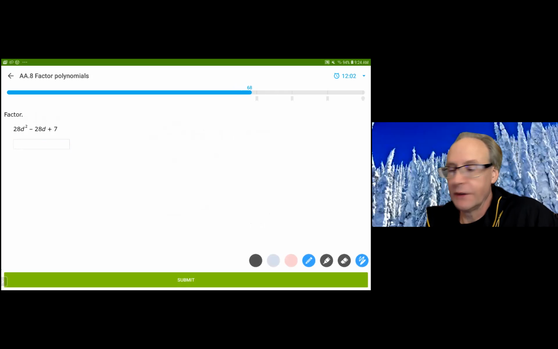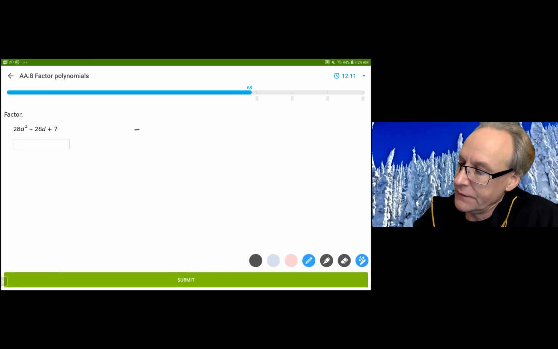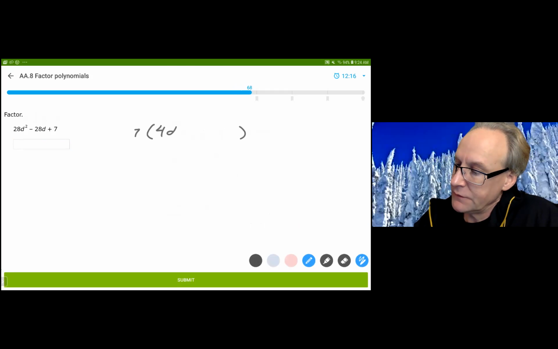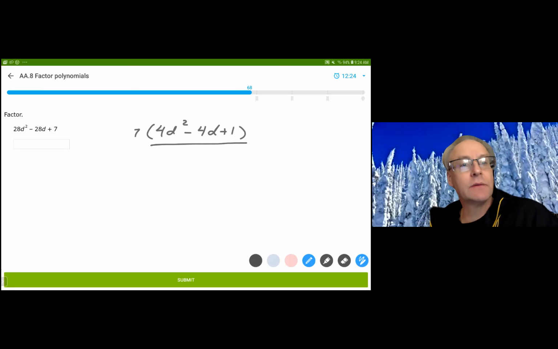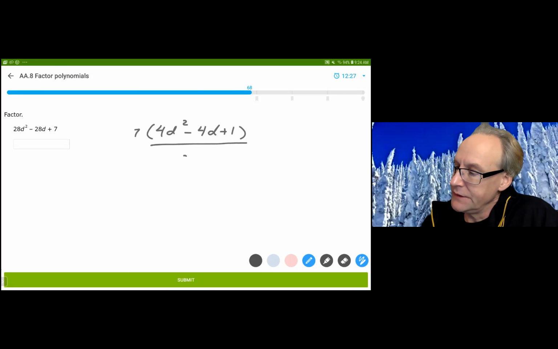Oh, this one's a little more interesting. Now we do have a common factor. The common factor is 7. And I'm going to take that 7 out of all the terms. So take out that 7, and we get 4d squared minus 4d plus 1. And it just so happens that that is a perfect square trinomial. And so we have a 2d minus 1 and a 2d minus 1.